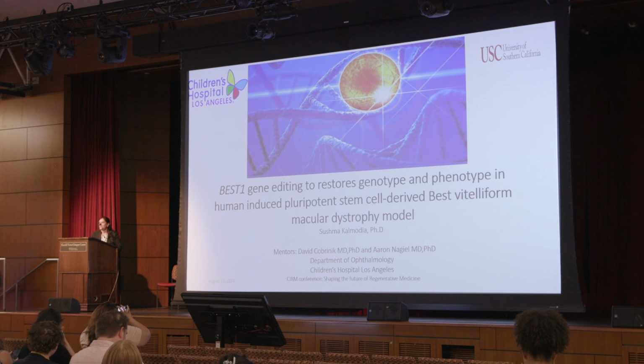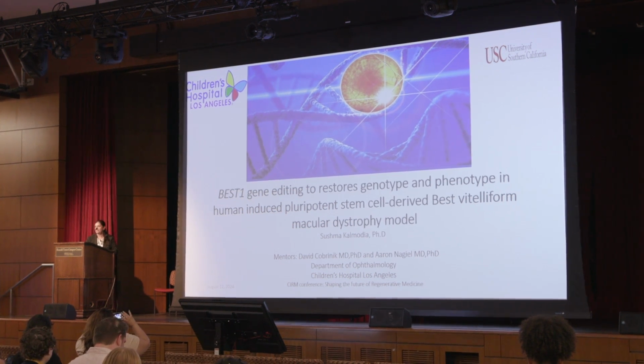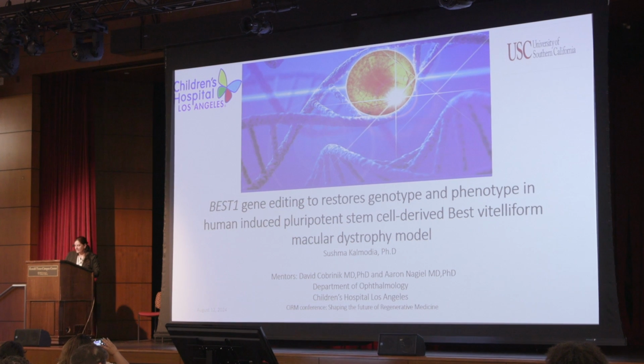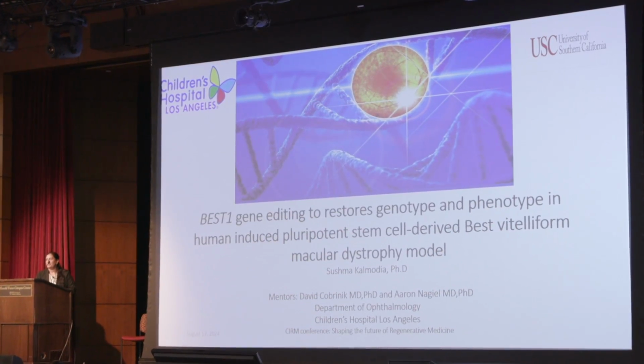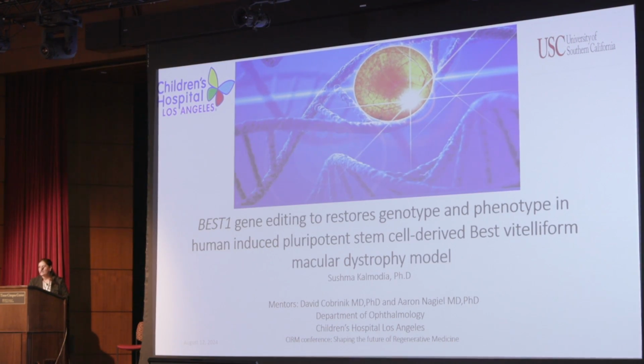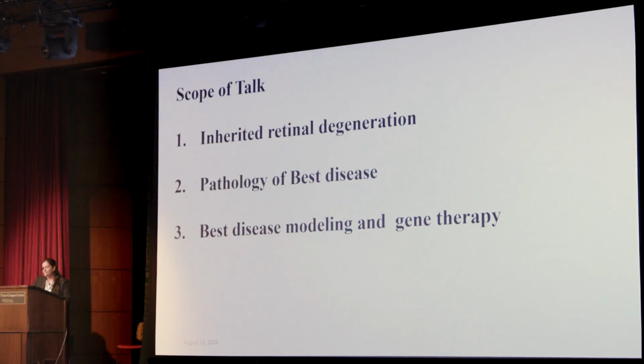So first of all, thanks to the organizers and CIRM for this wonderful conference. Since we already heard about IRD a little bit, I will be talking about one of the IRDs which we are working on at CHLA. This disease mostly affects kids around 3 to 15 years of age. I will briefly talk about retinal degeneration, the pathology of Best disease, what the treatment possibilities are, and how we are trying to model this disease.